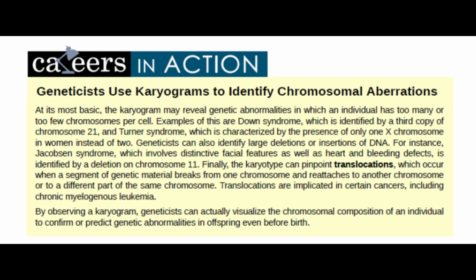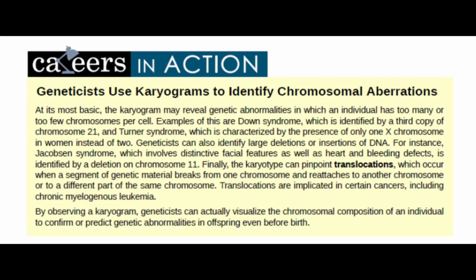At its most basic, the karyogram may reveal genetic abnormalities in which an individual has too many or too few chromosomes per cell. Examples of this are Down syndrome, which is identified by a third copy of chromosome 21, and Turner syndrome, which is characterized by the presence of only one X chromosome in women instead of two. Geneticists can also identify large deletions or insertions of DNA.